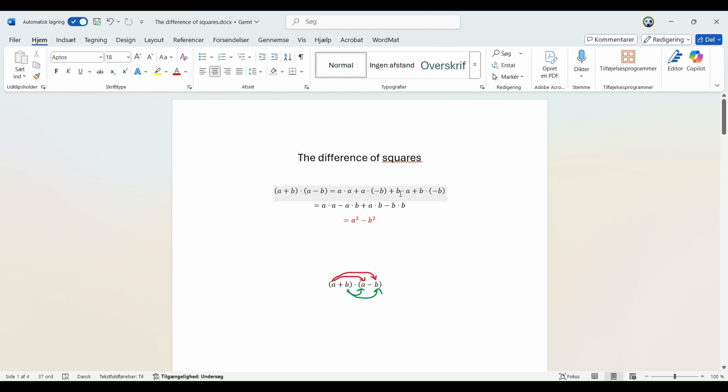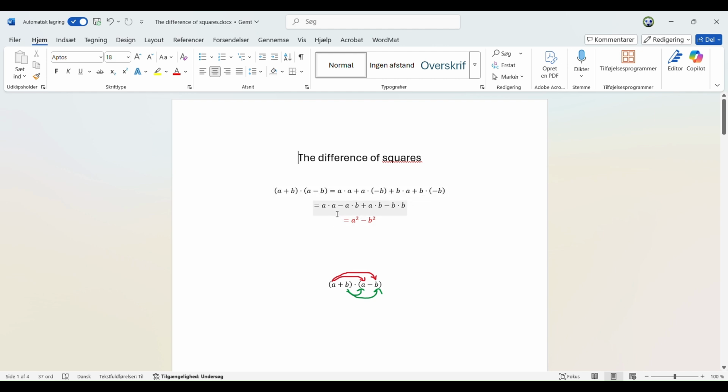The order in which we multiply is irrelevant, so a times b is the same as b times a. Try it with real numbers, like 2 times 3 is the same as 3 times 2. So we get this term, and then we get plus and minus once again equals minus. So we say minus b times b.